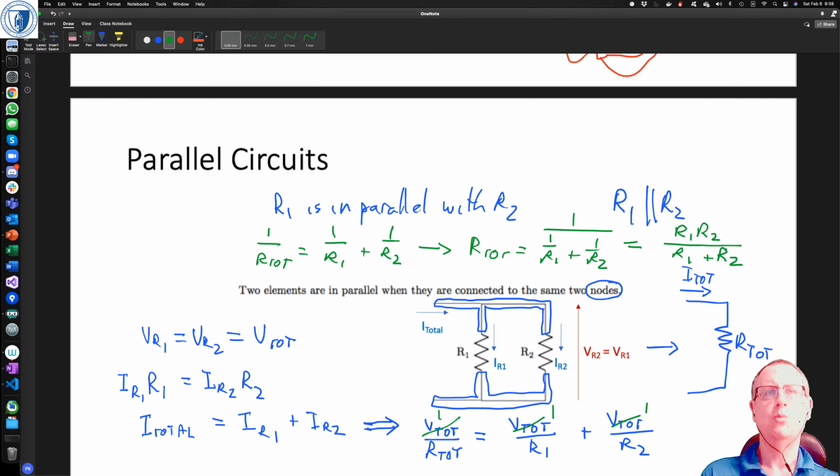Okay, so we've got series circuits, we've got parallel circuits. Does everybody understand what's happening there? Okay.